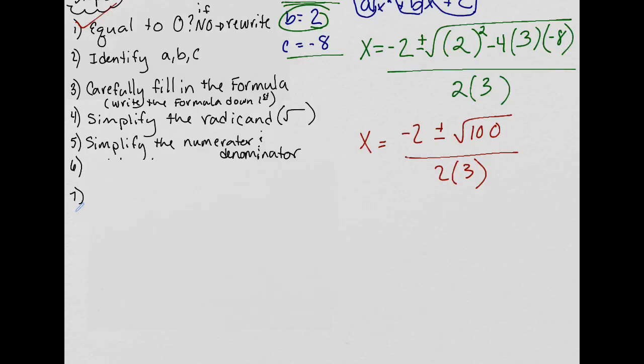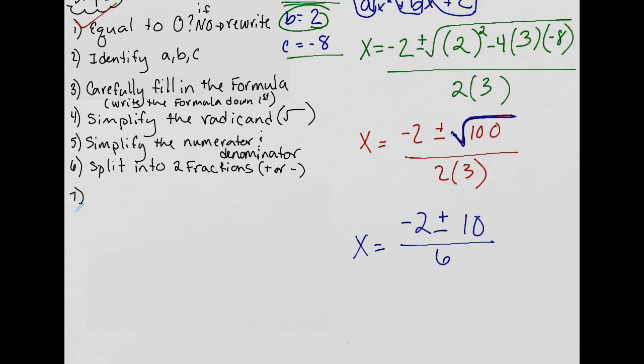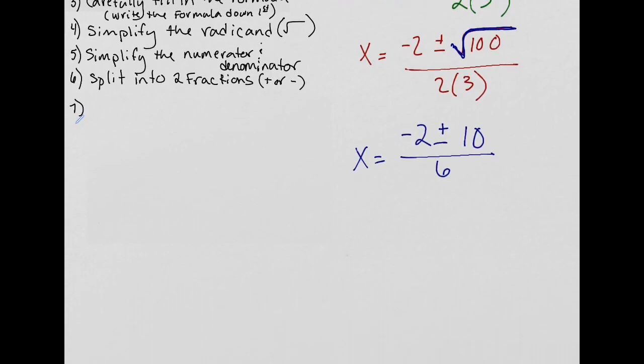Step 5 is to simplify the numerator and denominator. The numerator is negative 2 plus or minus the square root of 100. The plus or minus and the negative 2 I can't simplify until I simplify that square root first. Hopefully you recognize that the square root of 100 is a perfect square, and so that is 10. So the numerator gets simplified to negative 2 plus or minus 10, and the denominator, 2 times 3, can be simplified to be 6. Step 6 is to split this into 2 separate fractions.